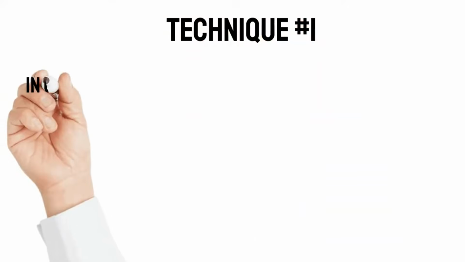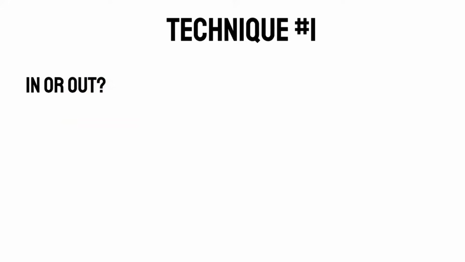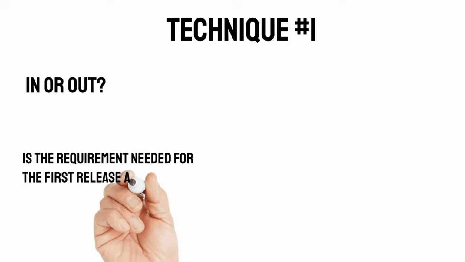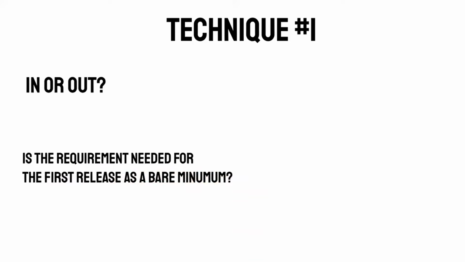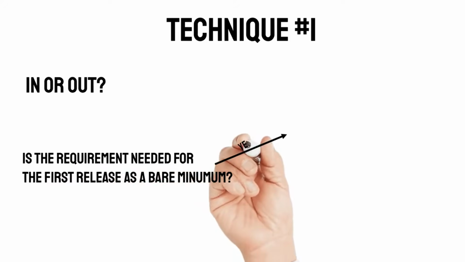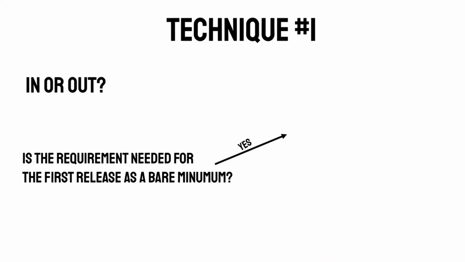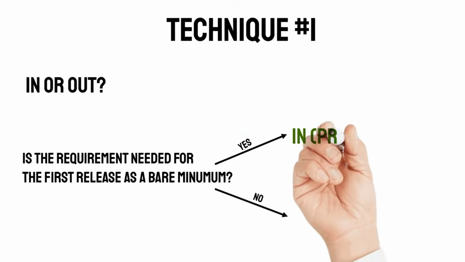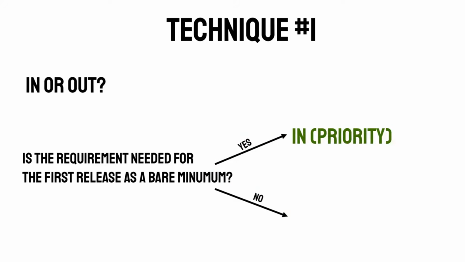So technique number 1 is called in or out. This technique is very simple, and it's just like you have to ask yourself, is the requirement needed for the first release as a bare minimum? Yes or no? These are the 2 paths you could answer the question. If the answer is yes, then this requirement is in, meaning it has a priority. If the answer is no, then the requirement is out of scope, meaning no priority.